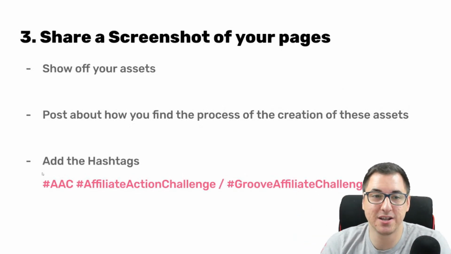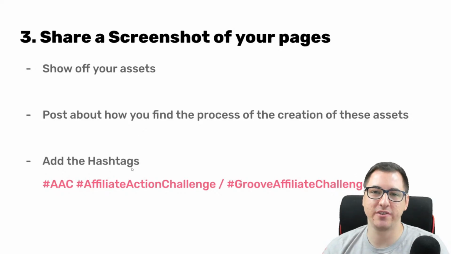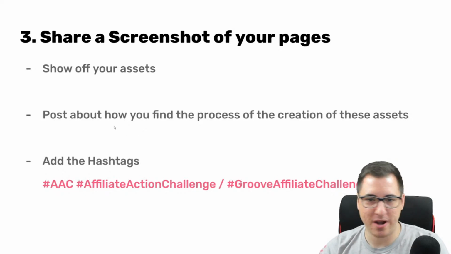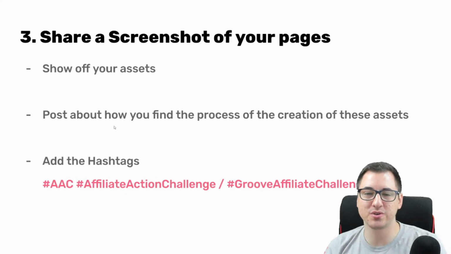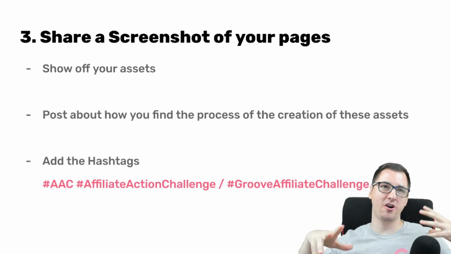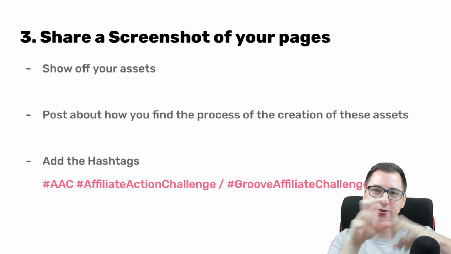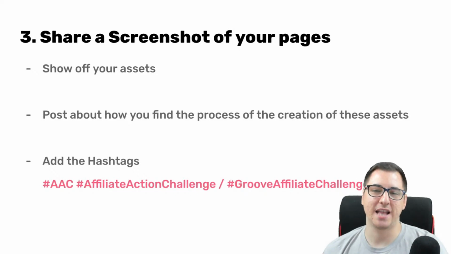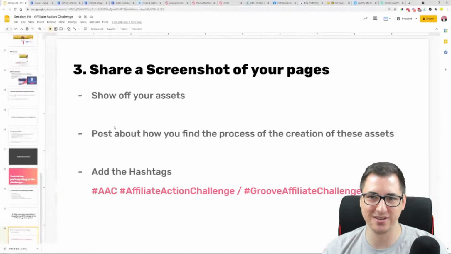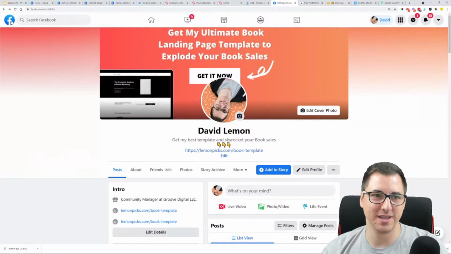And after that is done, show off your assets in the JV group. You can just post about how you found the process. Like, was it hard? Was it not hard? Was it interesting for you to kind of get creative in Canva? And of course, add the hashtags. Let me show you how I will do it now, and then you can follow that as well.